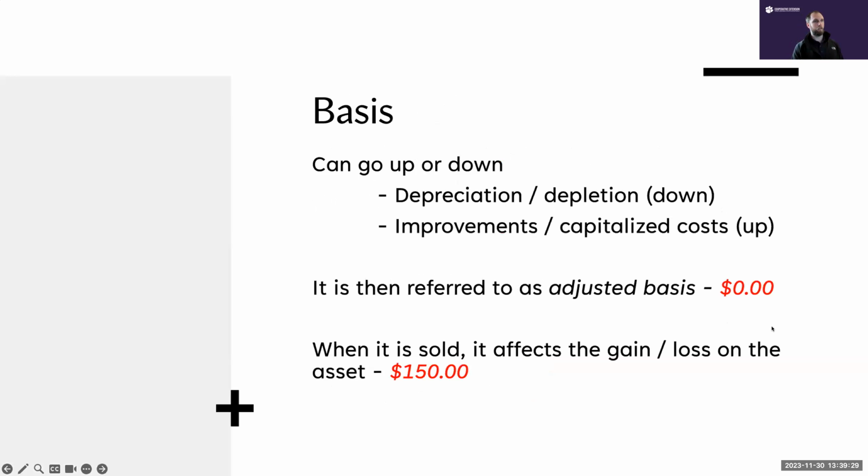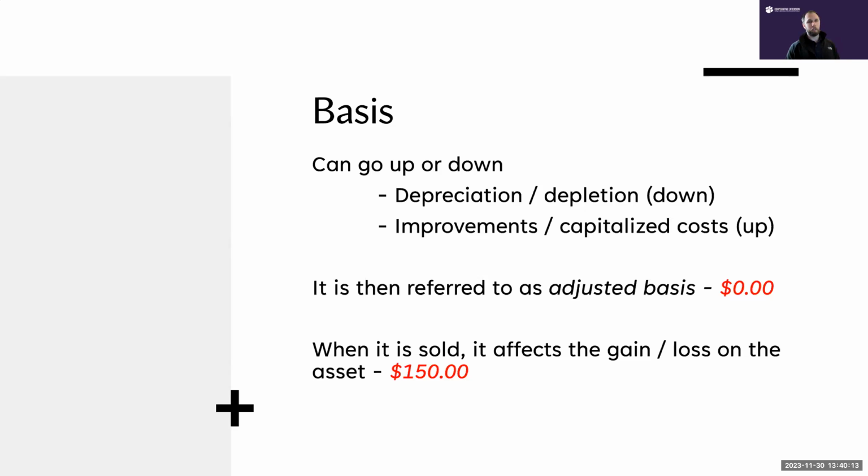So we're just trying to do sort of a basic couple of examples just to give you an idea of how this works. So basis, it can go up or down. So depreciation and depletion are things that can cause your basis to go down. And so in those particular situations, I didn't change the basis at all, but there are different things that can have an impact on it. Things like improvements, capital improvements, or capitalized cost, they could actually cause your basis to go up. And so once you start with it, that would be kind of like your original basis. And then once you start to have some of these things that either cause it to go up or down, that then becomes your adjusted basis.